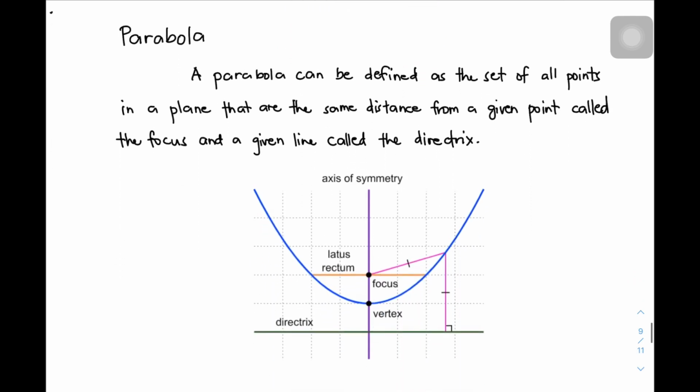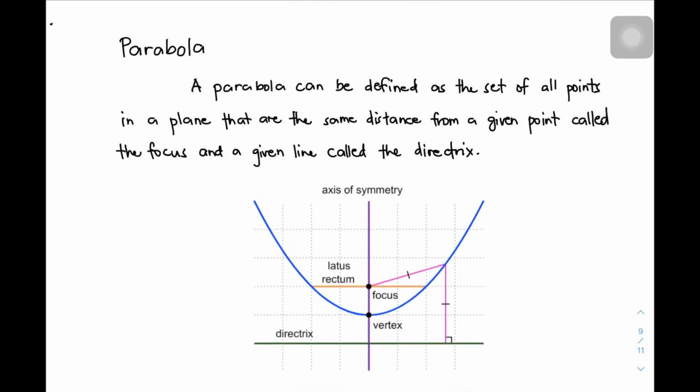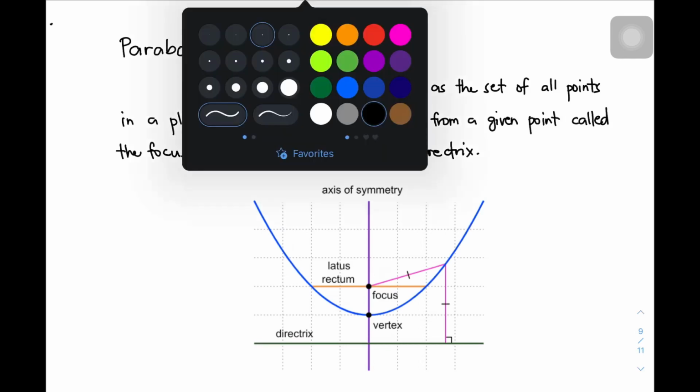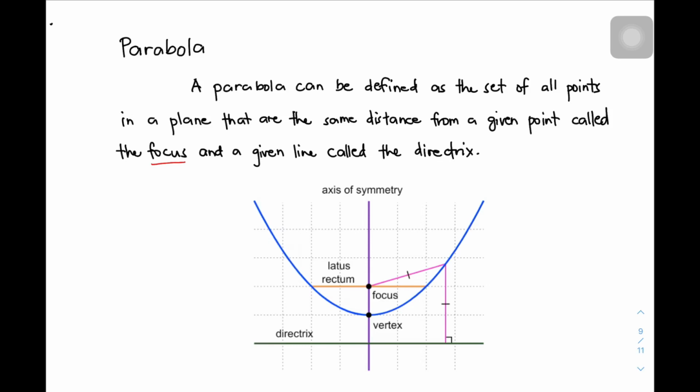So we have here the definition of parabola. Sabi rito, a parabola can be defined as the set of all points in a plane that are the same distance from the given point called the focus. So ito yung mga ilang terms na dapat matandaan about parabola. You have the focus and a given line called directrix. So given this graph of a parabola, meron tayong mga label ng mga important parts of a parabola. So this is your parabola. Yan, yung kulay blue.